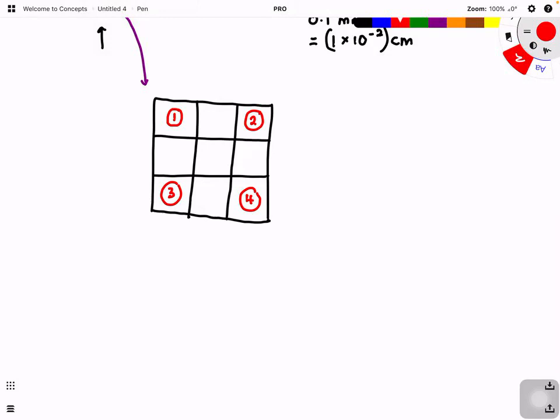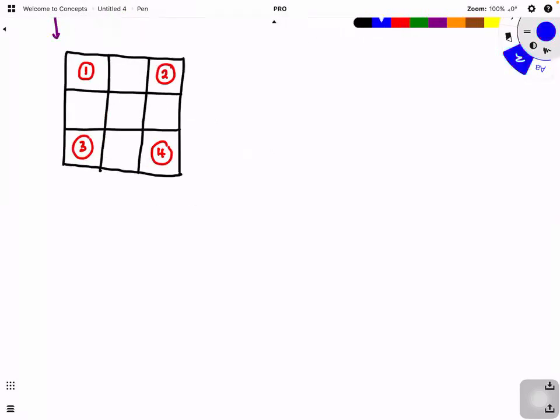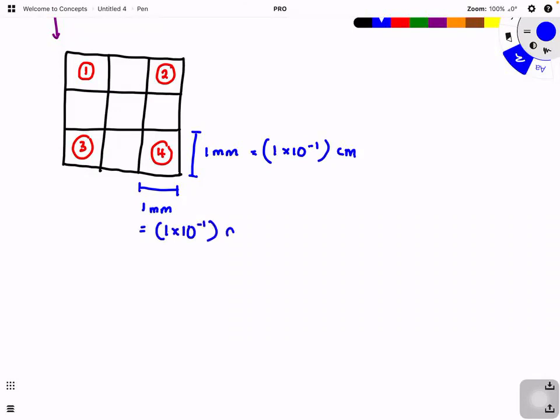Now, our hemocytometer will tell you the dimension of this grid. Normally it is 1 millimeter by 1 millimeter. Again, one grid, look here. Are you clear? One grid is 1 millimeter by 1 millimeter, or equivalent to 1 × 10⁻¹ cm by 1 × 10⁻¹ cm. That is the dimension.